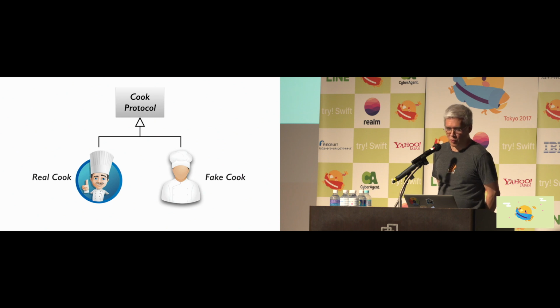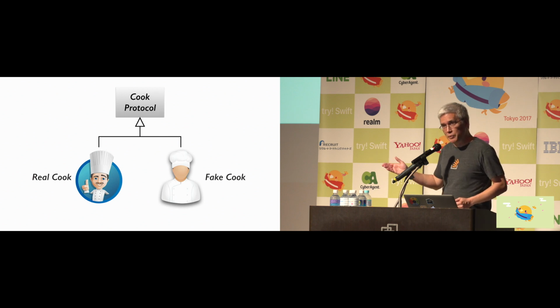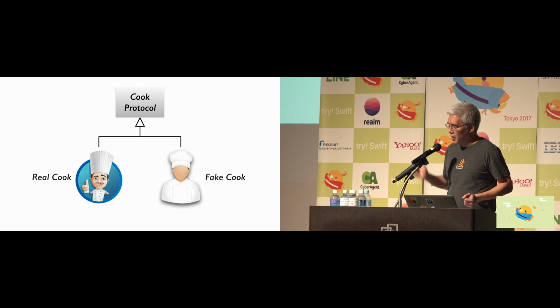In Swift, we can usually substitute a fake object for a real object by defining a protocol. We use that protocol in our production code. And then we can substitute anything that satisfies that protocol, whether it's the real object or a fake object.